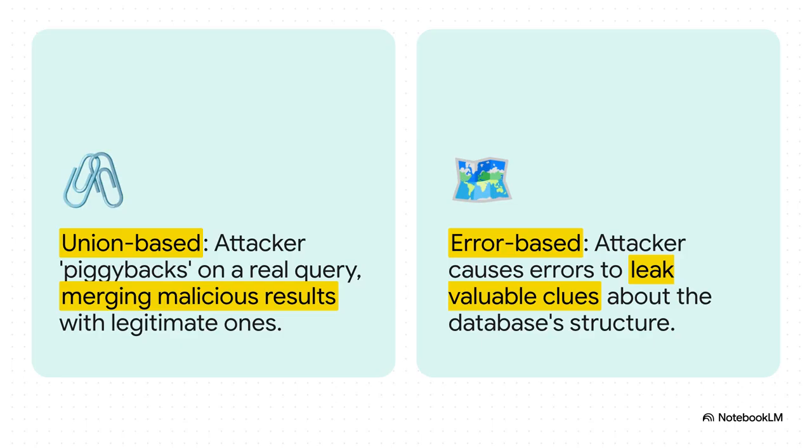Now, attackers are pretty clever, and they have a couple of main tricks up their sleeve for this. With a union-based attack, they kind of piggyback on a legitimate request, tricking the database into tacking their malicious results onto the real ones. But the error-based one? Oh, that's just as sneaky. The attacker intentionally tries to break things, just so they can read the error messages that pop up, because those messages often leak juicy clues about how the whole system is built.